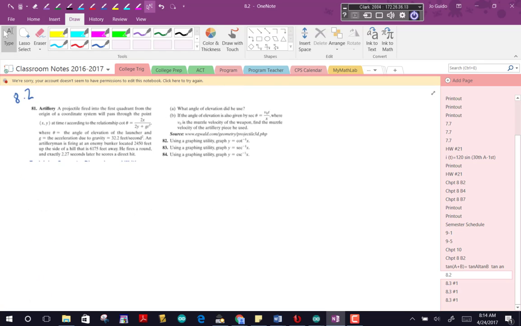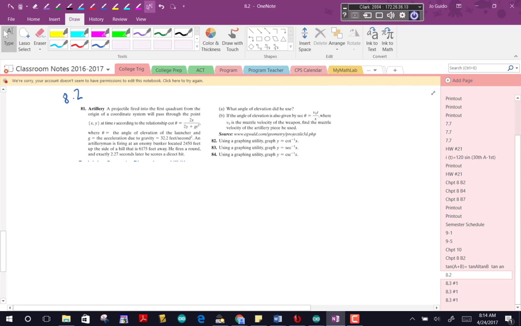This artillery one was another one that somebody asked about. I didn't understand what they were asking for. Okay. How do you put inverse of cotangent in your calculator? It depends on which kind of calculator you have. I have the 84. Okay.